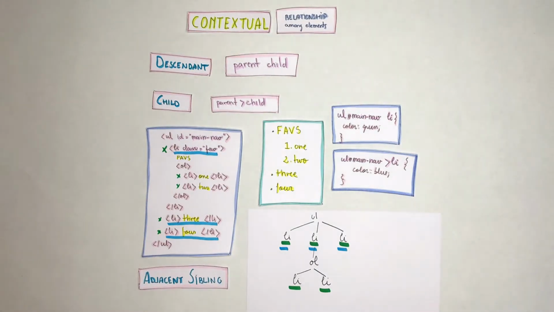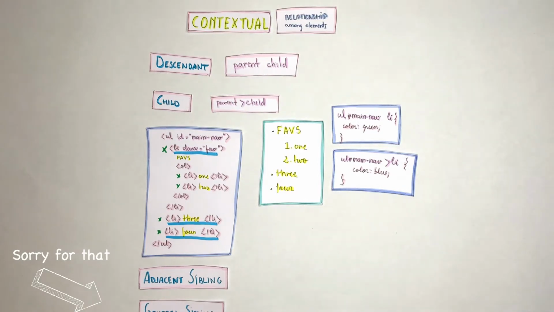Then we have the sibling selectors, and there are 2 types. The adjacent sibling selector that selects the elements that are adjacent, meaning one next to the other, and the general sibling selector. This one selects all the elements that are at the same level, meaning all the elements that have the same parent.